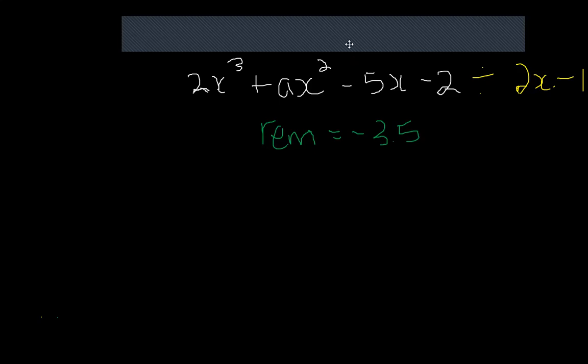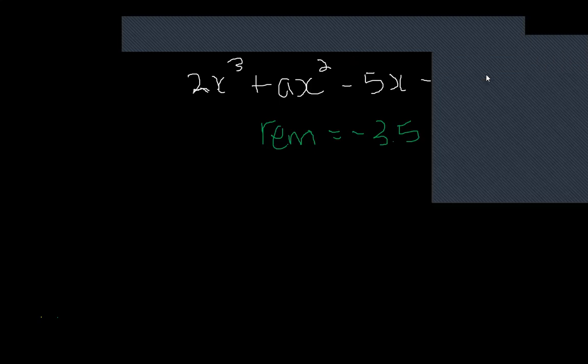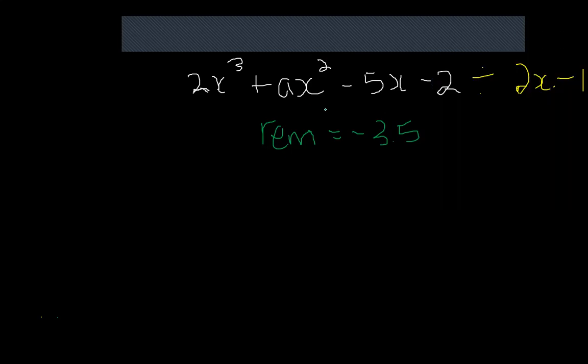Sorry, because I don't have an exam paper in front of me with the question written out. If you were doing a test and you have a question paper, the first thing you would do is write out all the information they gave you. They gave you this polynomial expression, 2x cubed plus ax squared minus 5x minus 2. They told you that it's divided by 2x minus 1.